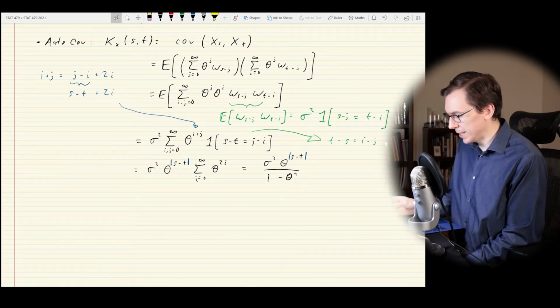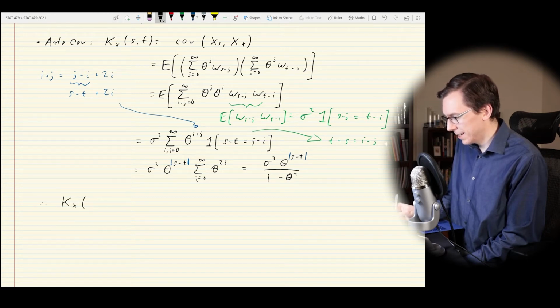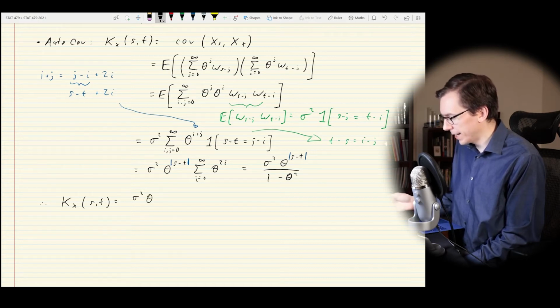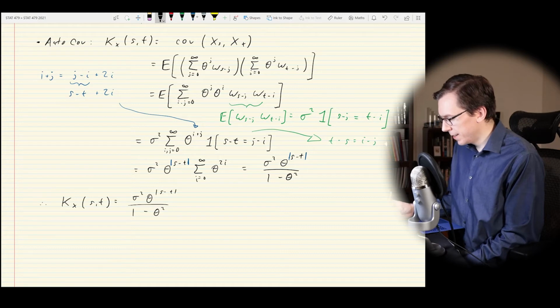Anyway, what does this mean? Therefore, let's just write it out here. K x st, the autocovariance of our AR1 process with a drift term, or a constant term there, is going to look something like this: 1 minus theta squared. Therefore, the variance of xt is just going to be sigma squared divided by 1 minus theta squared.